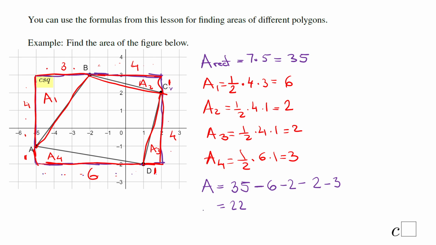Let me double check this math. Let me put the units here, square units. Let me double check this math. 35 minus 6 minus 2 minus 2 minus 3, and that is 22. I was correct. And that's it for today's lesson.